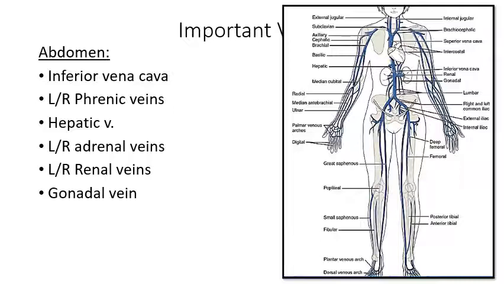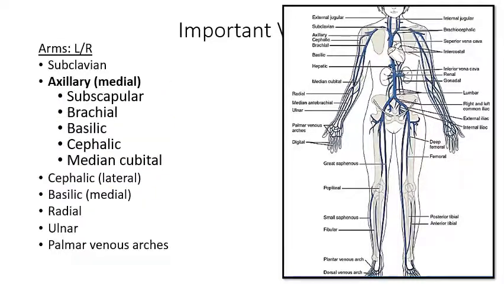So then we have the left and right phrenic veins, which are draining oxygen-depleted blood out of the diaphragm. We have the hepatic vein that takes blood from the liver. Do not confuse the hepatic vein with the hepatic portal vein, which I'm going to talk about later. Then we have the left and the right adrenal veins, and the left and right renal veins, which take blood back from the adrenal glands and from the kidneys, respectively. The gonadal vein takes oxygen-depleted blood back from the gonads, the testes, or the ovaries.